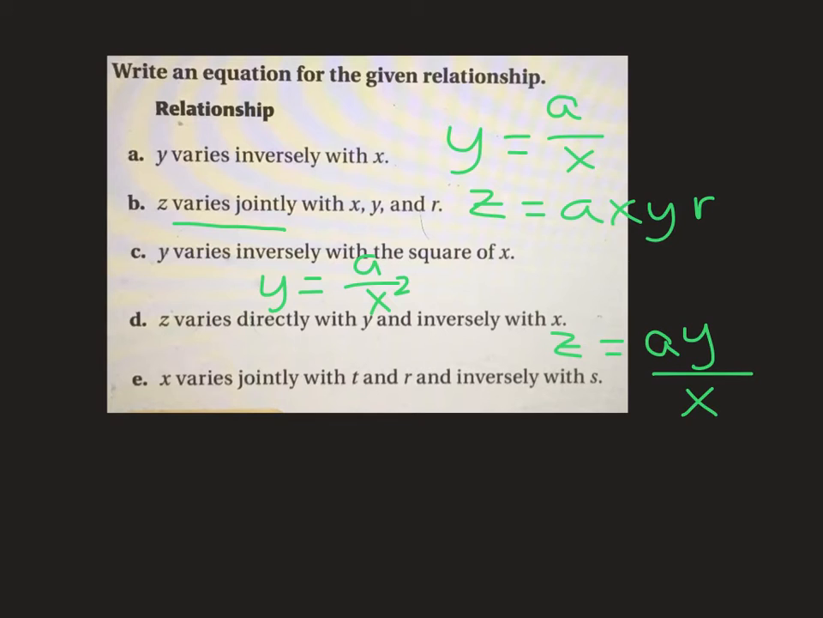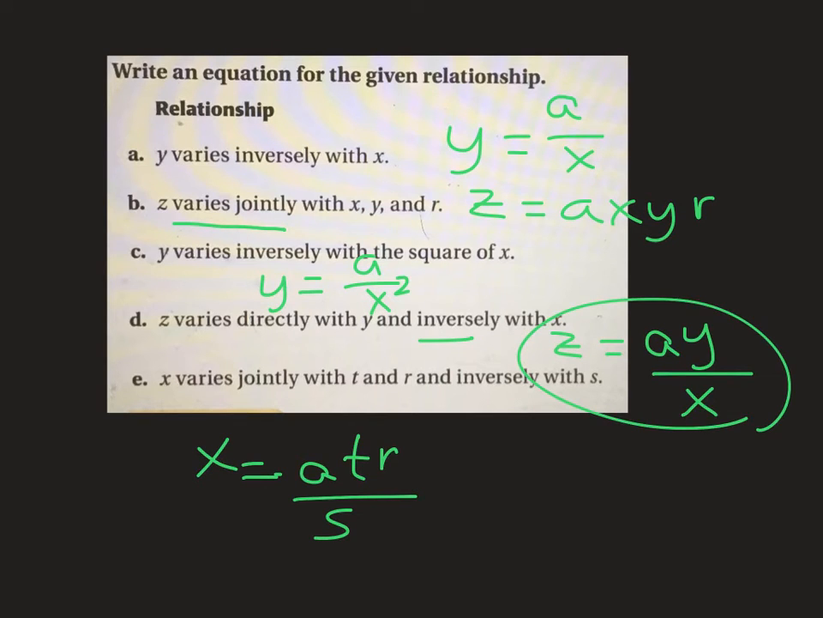And the last one, x varies jointly with T and R, and inversely with S. Inversely is just going to go on the bottom. So I hope you're seeing a pattern now. When it says inversely, you're going to have division. It's going to go in your denominator underneath the A. Same thing here. When you have directly, it's going to go right beside the A as multiplication.